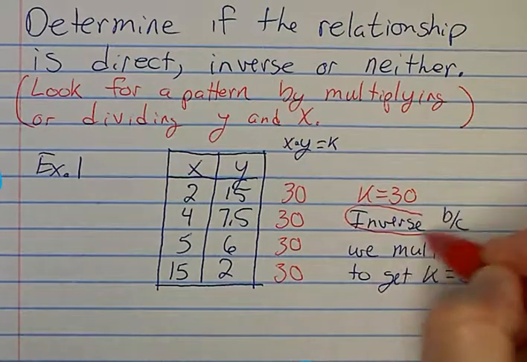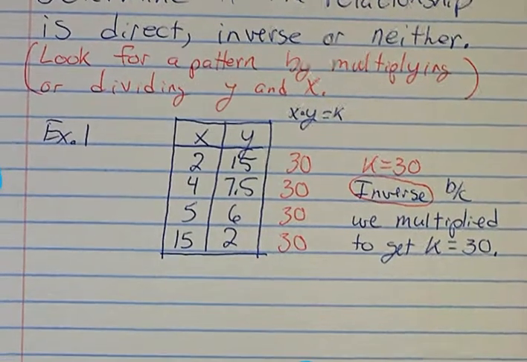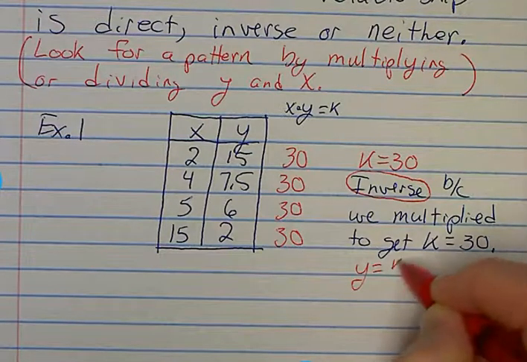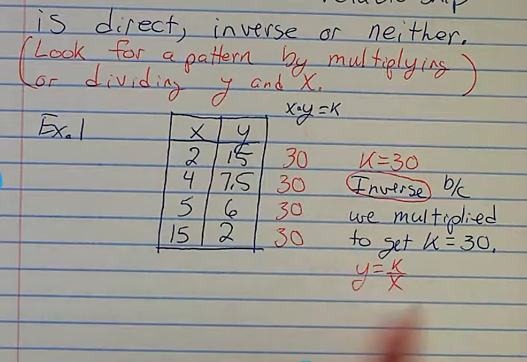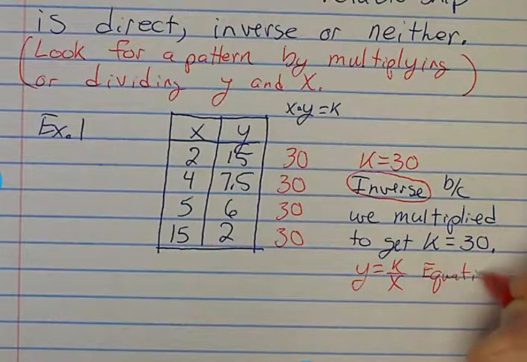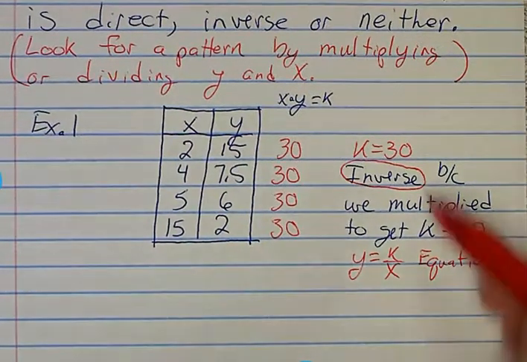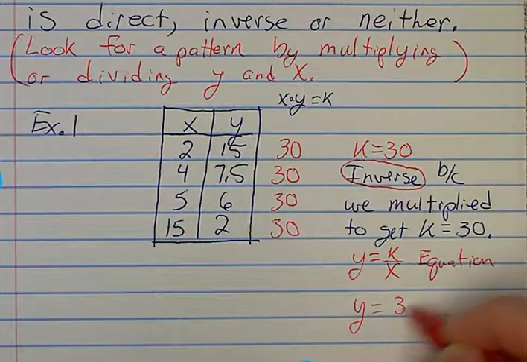Now, the one other thing they might ask you to do is write an equation. If they ask you to write an equation, the inverse equation we had back here was y equals k over x. To get the k value, we multiply the two together, but this was just the basic equation. If they ask for just an equation, we're going to take this k value we have here and plug it back in right here. So y would equal 30 over x.